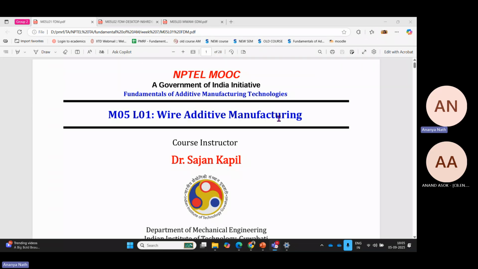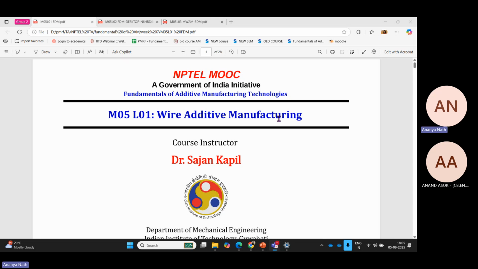So these two processes can be worked with metal and polymers. Material extrusion can be used for metal and polymer both, whereas directed energy deposition can be worked with only metal. So this FDM or fused deposition modeling is a type of material extrusion process. Just remember that if somebody asks you what is FDM, you just tell them that it's a kind of material extrusion process.